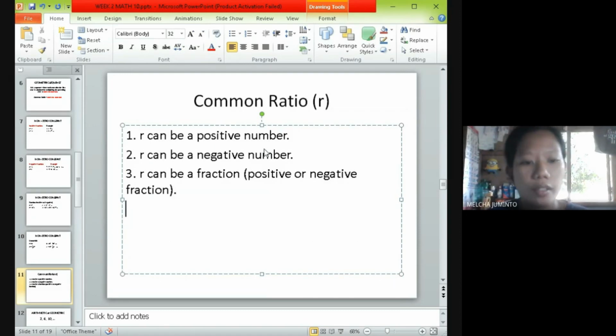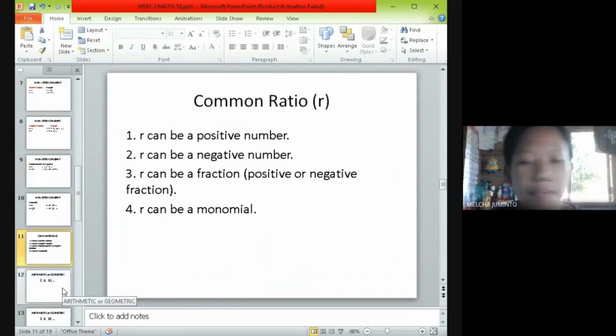And the fourth case, R can be a monomial. So those are the four cases of common ratio. Okay na? Any questions with the characteristics of common ratio? None? Let us move to the next slide.